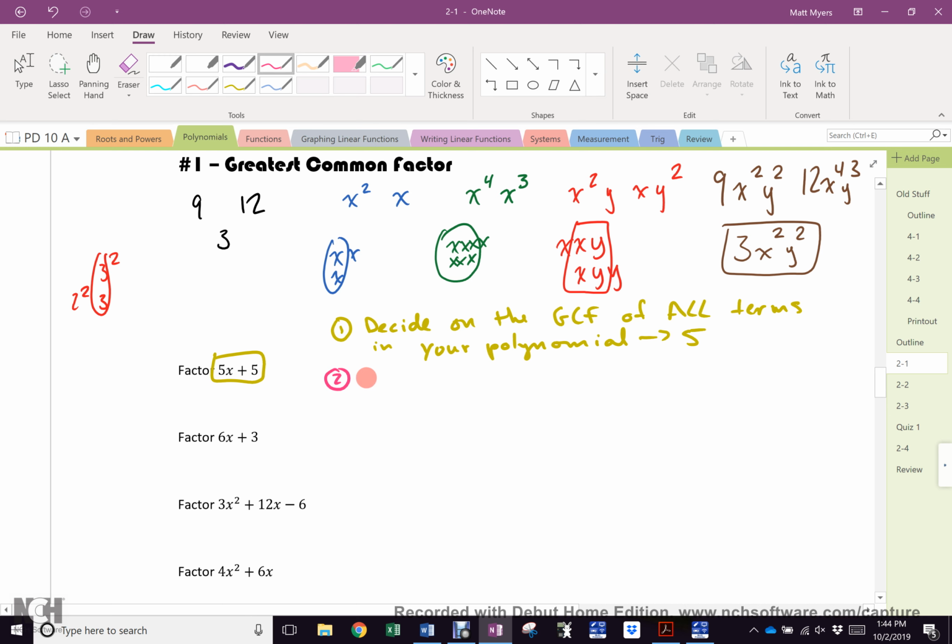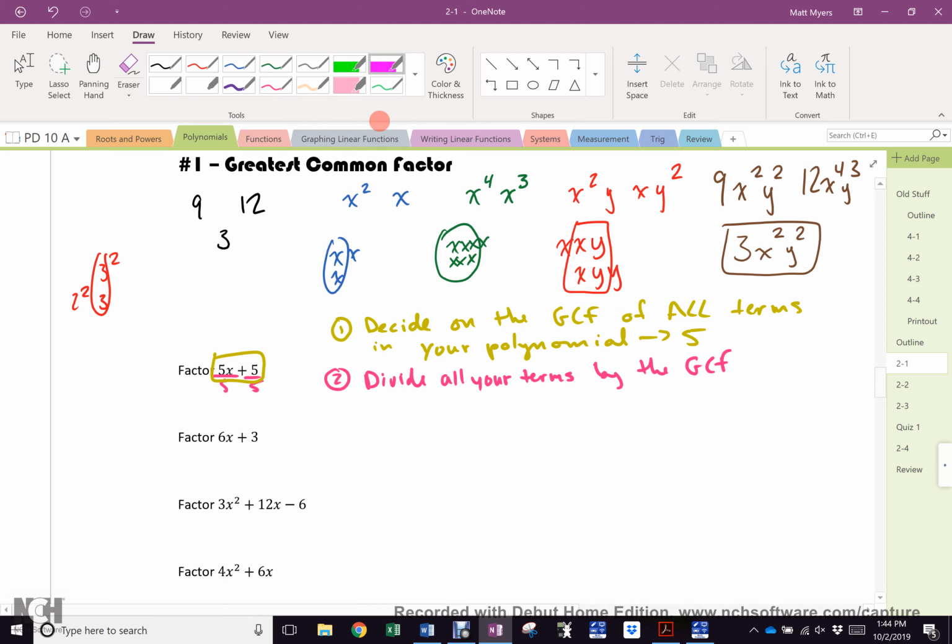Step 2. Divide, not decide. Divide. But see how it rhymes? Because rhymes help people remember stuff. Divide all your terms by the GCF. So I'm going to divide by 5 and I'm going to divide by 5.